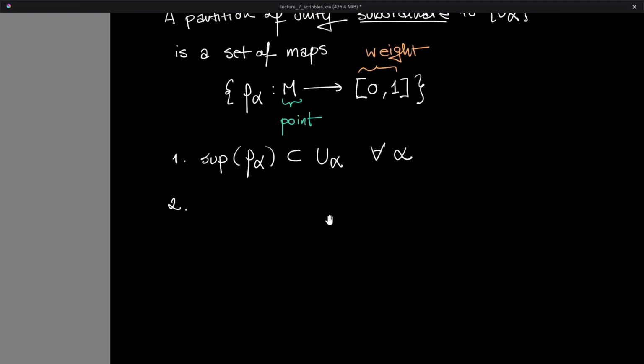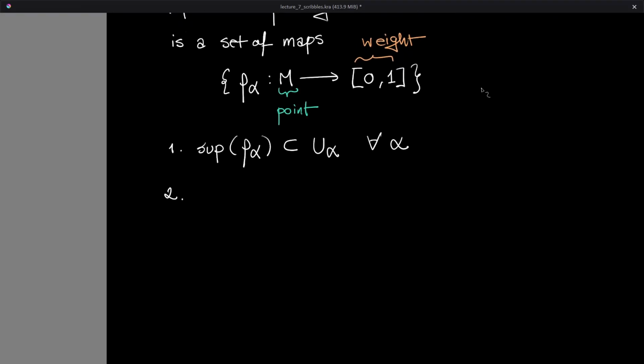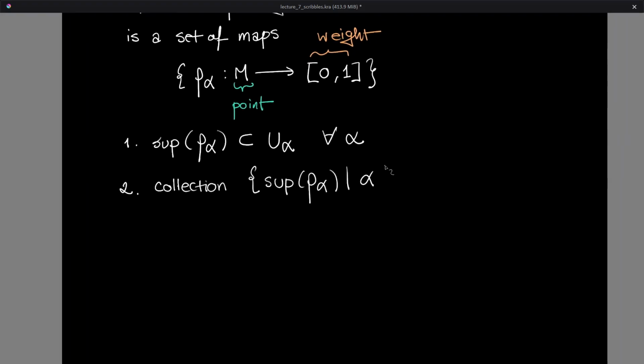2, we also require that the collection supremum of rho alpha for all alpha, element of that index set for U alpha, is a locally finite set. That's the rigorous way of saying that we want a finite number of suprema for any local neighborhood.